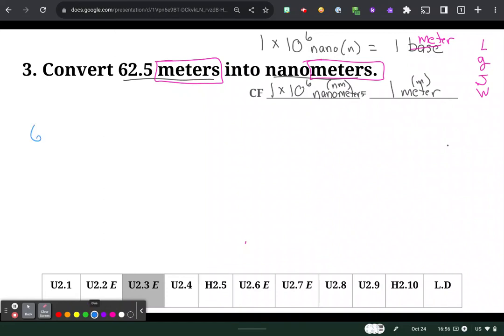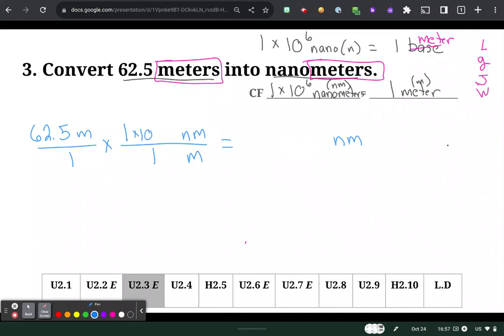Again, I'm starting with 62.5 meters over 1. Looks like I have one conversion factor to get me from meters to nanometers. And then my answer will be in nanometers, or nm. So since I'm starting with meters on the top, again, staying with that pattern, meters has to go on the bottom. Nanometers would then go on the top because that's what I'm trying to get into. Then I take the numbers from my conversion factor, 1 meter.